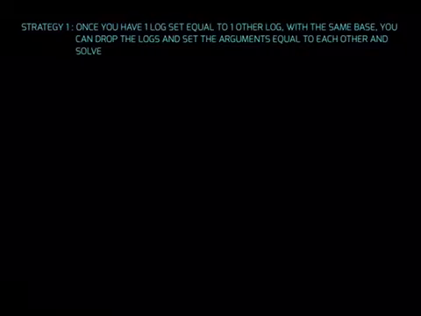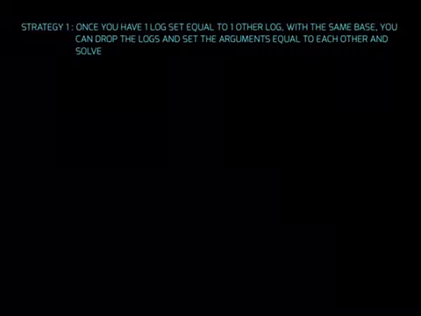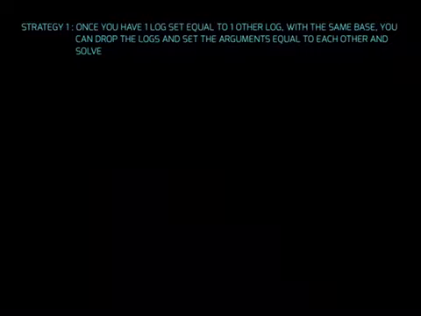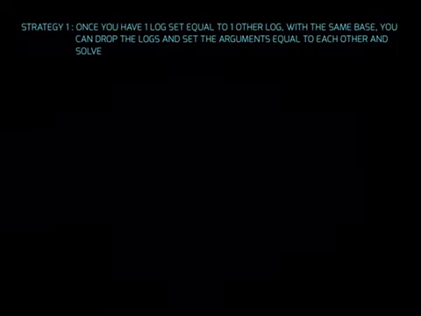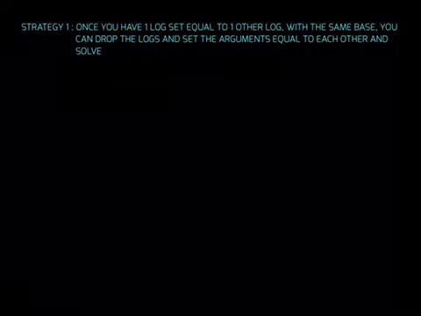Okay guys, before we move forward, I just want to recap. This is how we've been solving log equations so far. And I know we're just getting started, but strategy number 1 is, once you have one log set equal to one other log with the same base, you can drop the logs and set the arguments equal to each other and solve. Okay? That's what example 1 was all about. Now we're moving to example 2 and example 3 and more. And the strategy is going to be different, all right?